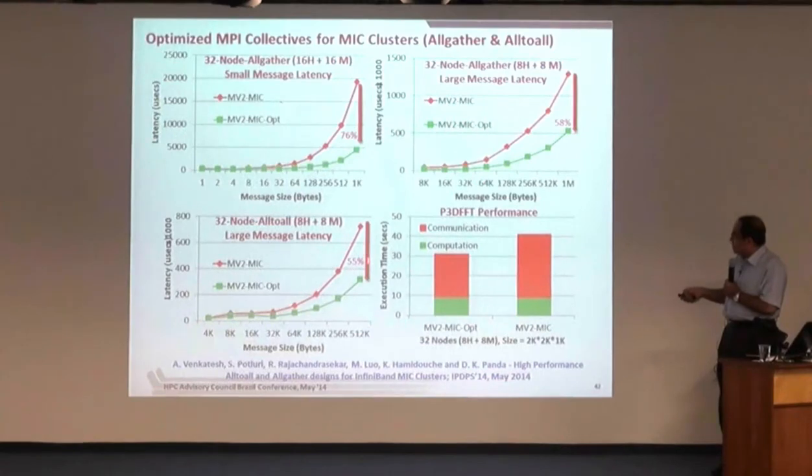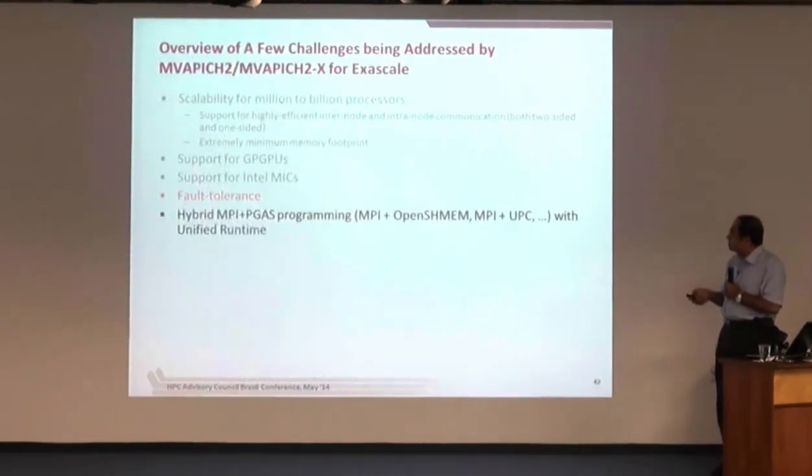In this way you can see that this is a 32 node alltoall, 8 host and 8 MIC. That means we have 32 nodes, and on each node in symmetric mode we are running 8 processes on the host and 8 processes on the MIC. So it is 16 times 32, a 512 process job. Here you will see we can improve by 55%, 76%, 58%, and even if you run P3DFFT, you see those kinds of benefits with the new collective design.